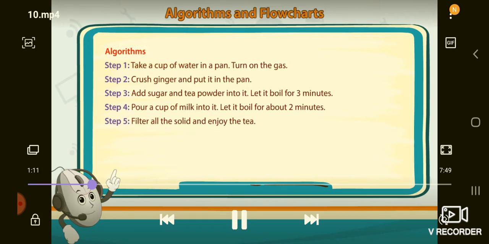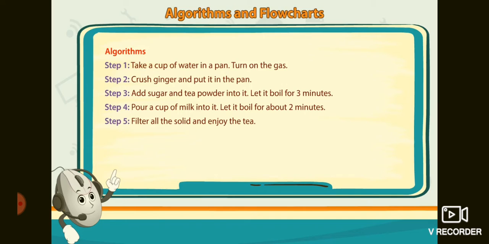After that you filter out all the solids and enjoy the tea. So that is a step-by-step process for making tea, and steps 1 to 5 are used for making tea. Okay, so that is an algorithm.